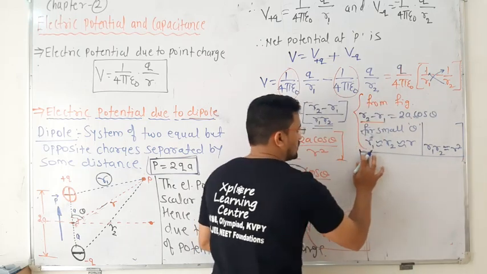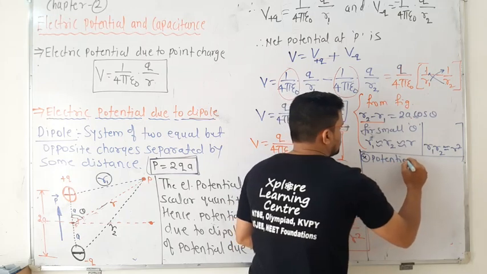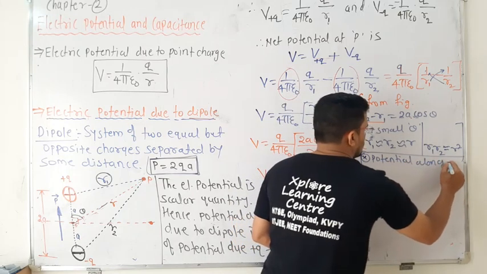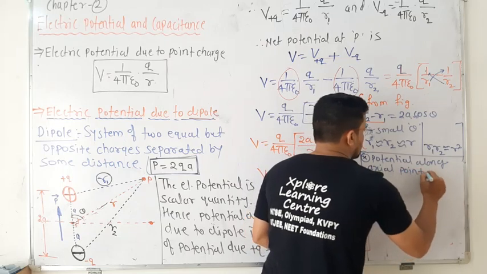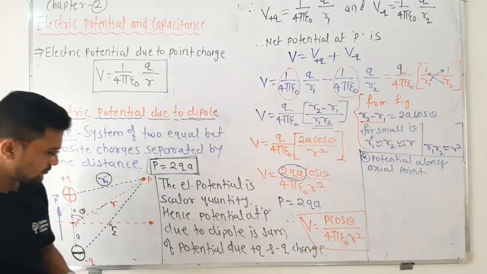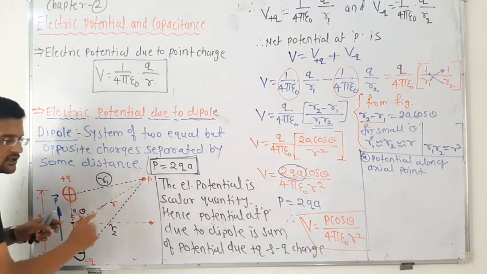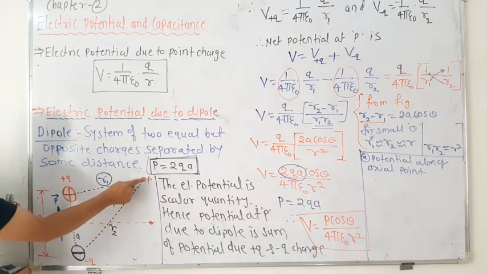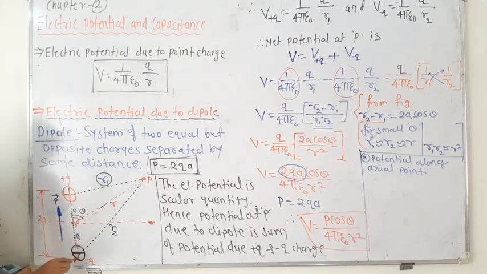potential along the axial point. So this is the potential at any arbitrary point. Suppose this point P is located somewhere along the axial point.